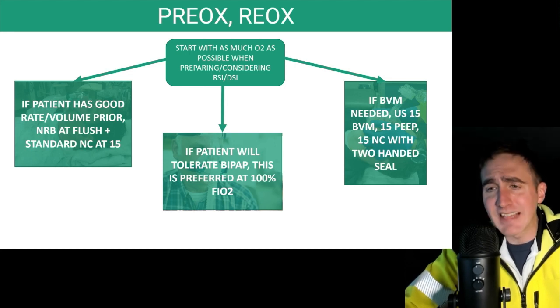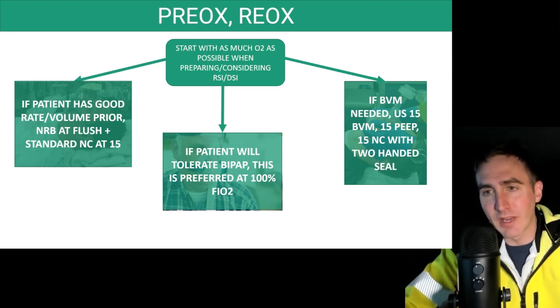So the pre-ox, how do we pre-oxygenate them? What kind of oxygen delivery device do we choose? Well, the answer is as much as the patient will tolerate. In all cases, we should put a nasal cannula at 15 under all of these. Not an end tidal, sorry, a regular nasal cannula. End tidal is not to be used for pre-oxygenation.